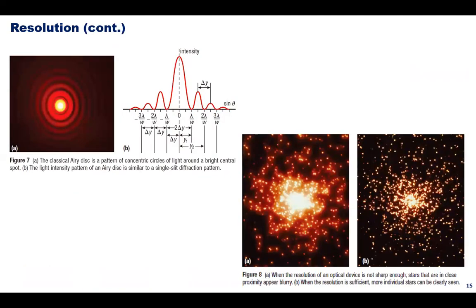So in many optical devices, a small lens replaces the opening. The resolution of the device is then the ability of the lens to form two sharp images. When light passes through the lenses, the diffraction leads to a single bright spot surrounded by concentric circles in a diffraction pattern called the Airy disk, which is shown here in figure 7.